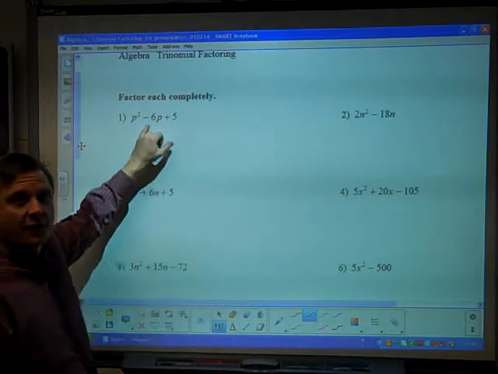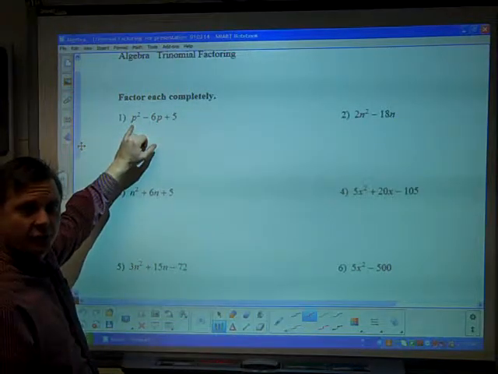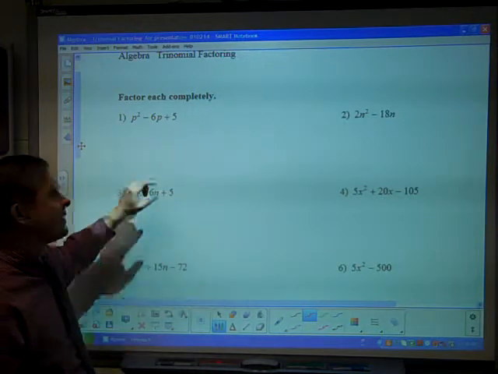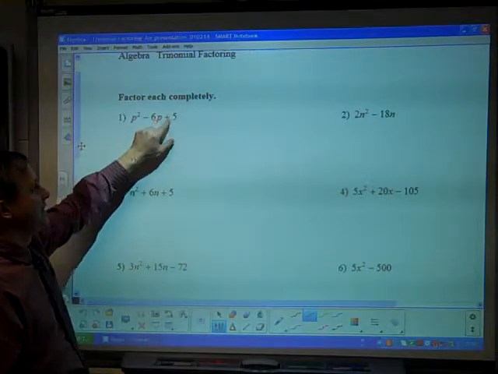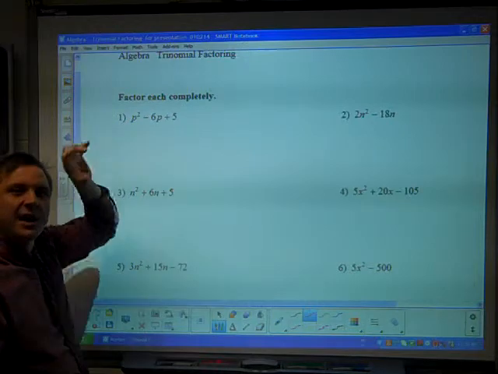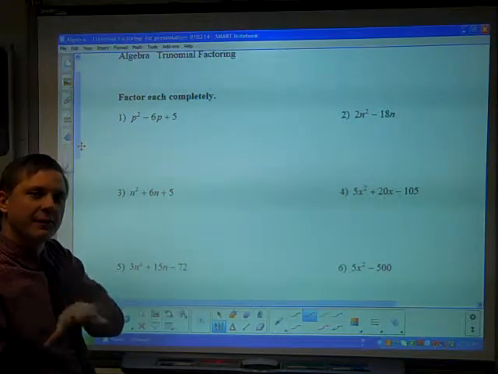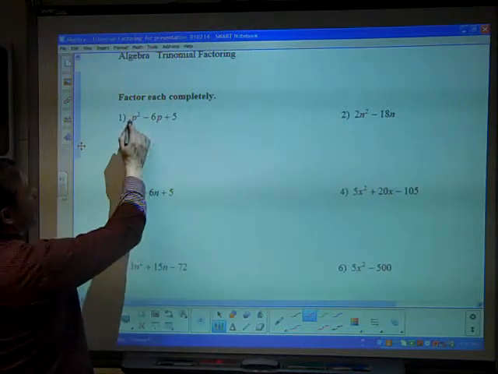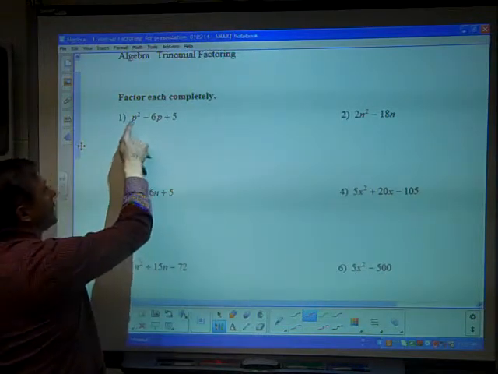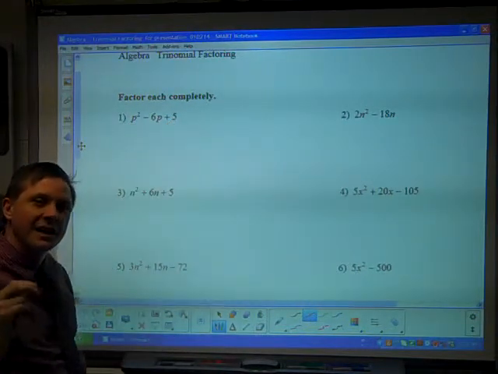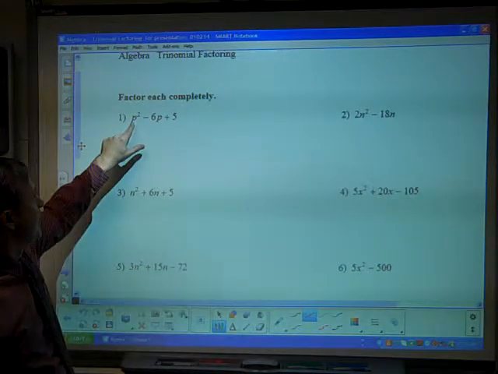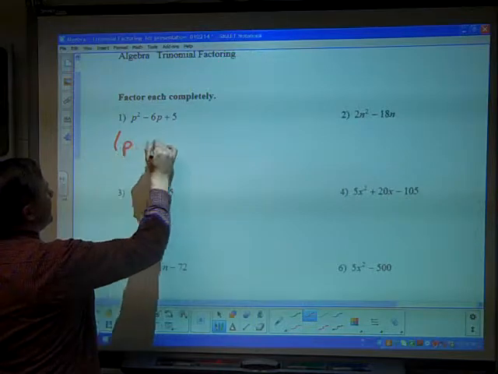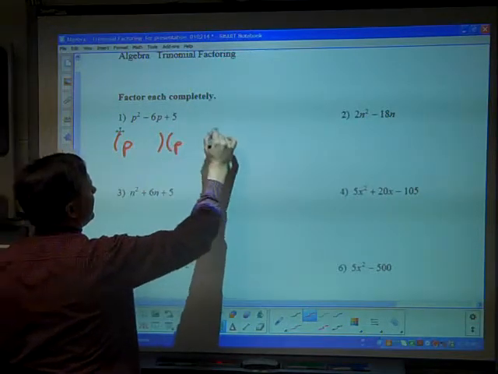Every time you have something that says factor, the first thing you want to do is count the terms: 1, 2, 3, and see if there's anything common. P squared, 6p, no p's, no numbers common. This does not have a common factor. Then, it's a trinomial, so can I look at the first and last term and come up with something that works? P times p makes p squared, so I get this right away.